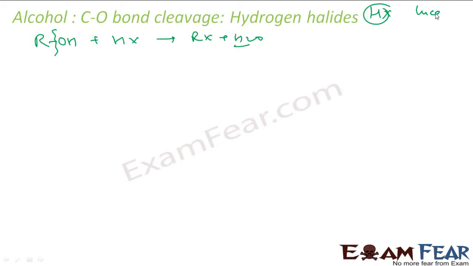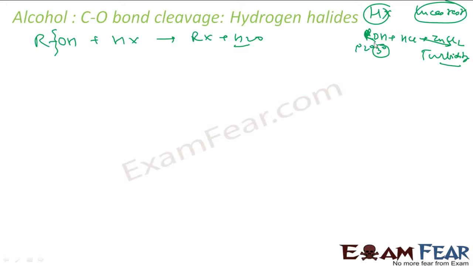This is the Lucas test for turbidity, actually. So there we use alcohol plus HCl in the presence of ZnCl2, and you get turbidity. That is RCl. Now the time when you get this turbidity decides whether it is 1 degree, 2 degree or 3 degree. If it is immediate, it is 3 degree, if it takes 2-3 minutes, 2 degree, if it doesn't happen, it is 1 degree.